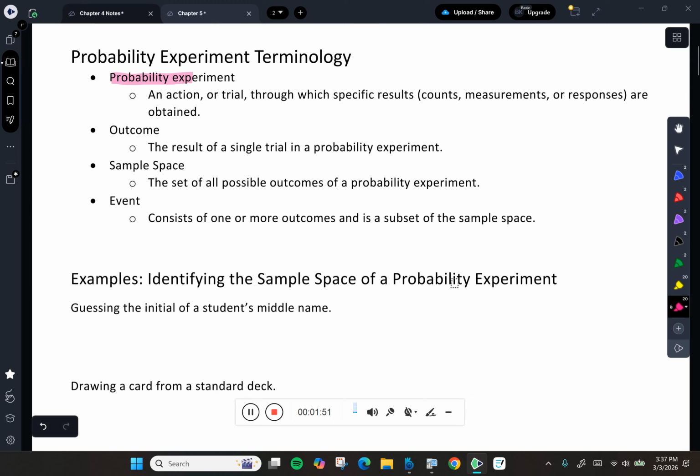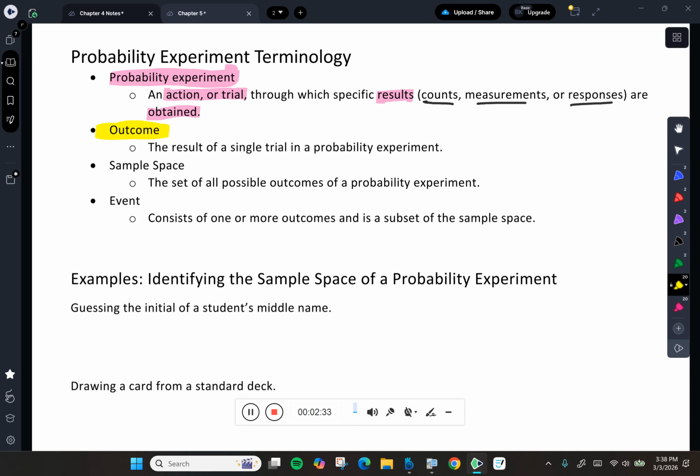Our probability experiment is the thing that we're going to do that will result in outcomes or measurements or responses. So it's the action or trial through which those results are obtained. The probability experiment is the flipping of the coin, the rolling of the die, the spinning of the spinner, picking a card from a deck. It's the thing that you do, and then you get a result from that. That result is something we either count or measure, or if it's like a survey, it's a response that we mark down. Those things that happen when we run the experiment, we call those outcomes.